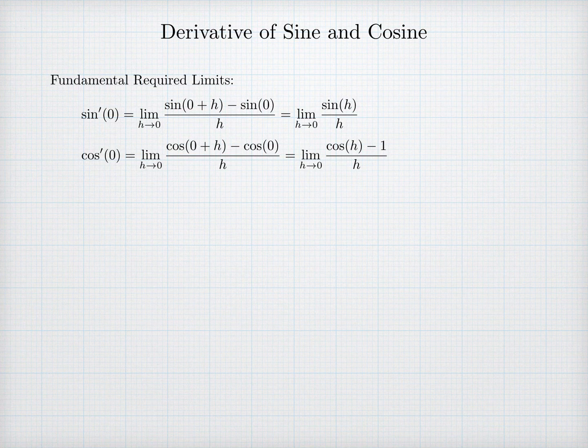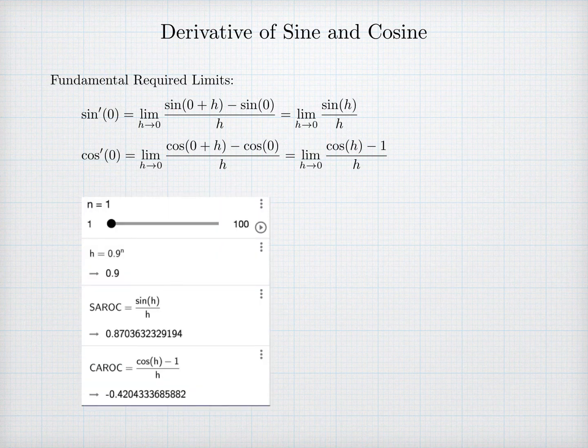These limits are the fundamental limits required to calculate derivatives of our trigonometric functions, and they correspond to evaluating the derivative of sine and the derivative of cosine at x equals 0. In order to find the value of these limits that we need, let's calculate a table. So I've created an animation where I create a sequence of values for h. This is a geometric sequence so that we can see our variables converging to 0. h is going to get closer and closer to 0.